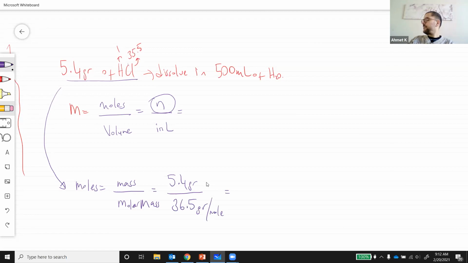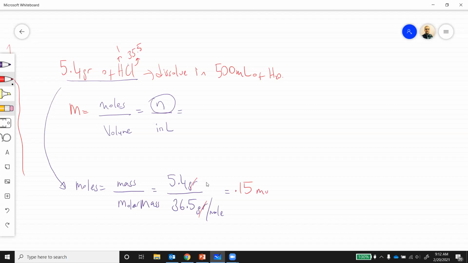Did anybody check this? Yeah, that's right. Okay, and again, if you do this, then the grams is going to cancel out, and then you're just going to have moles. And if you do this, what do you get, guys? Like 0.15. Okay, good. You get 0.15 moles. Everybody's following, right?